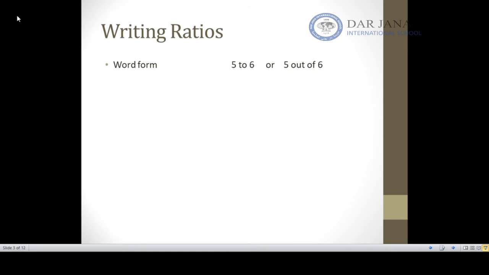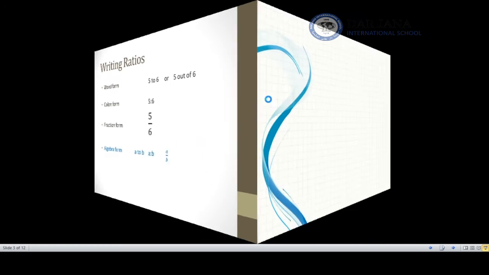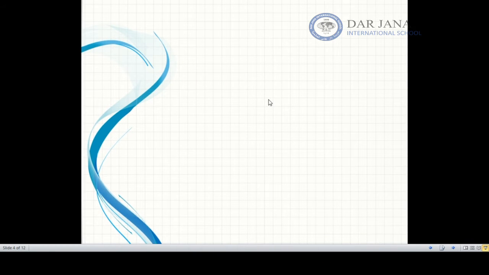The first one is the word form, 5 to 6, or 5 out of 6. You could also write it in colon form, 5:6, which is read 5 over 6, or in fraction form, 5 over 6. Sometimes you will see it in algebra form: a to b, a:b, or a over b. So let's go over one of the problems.